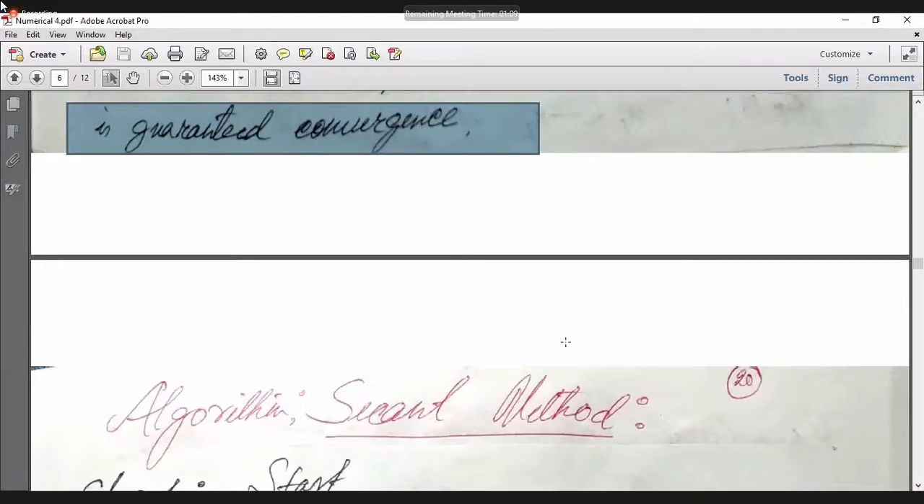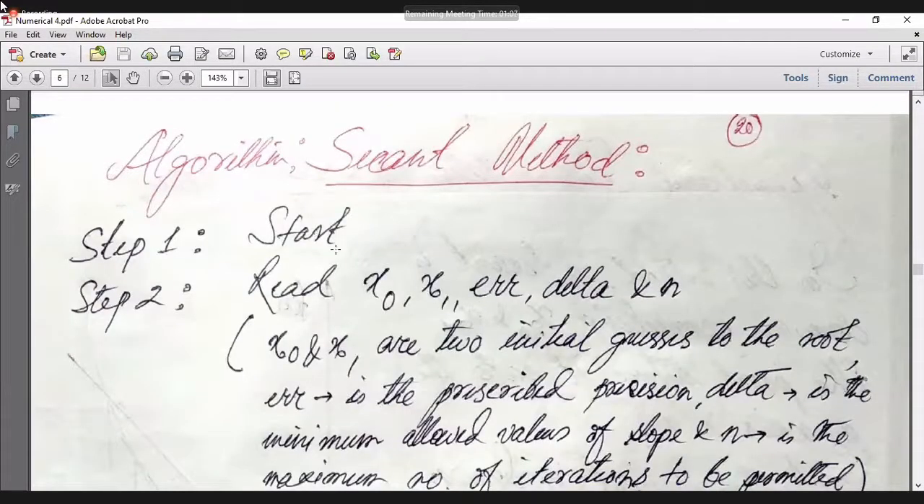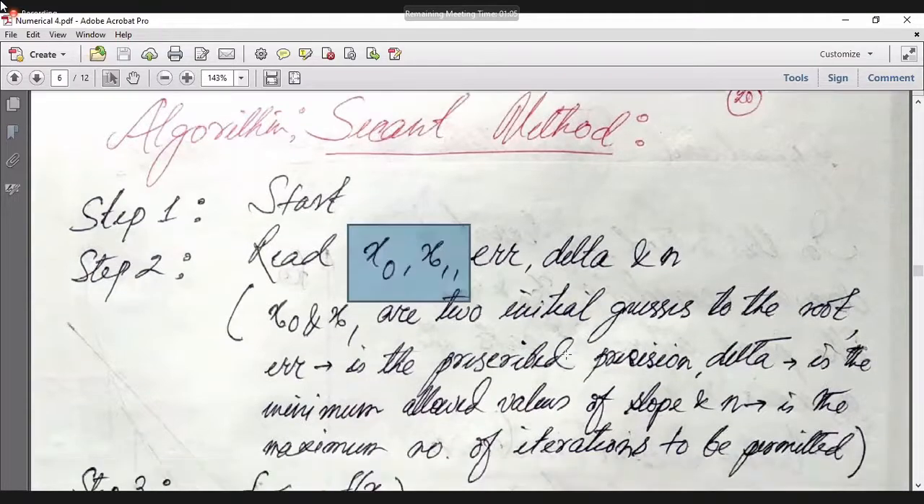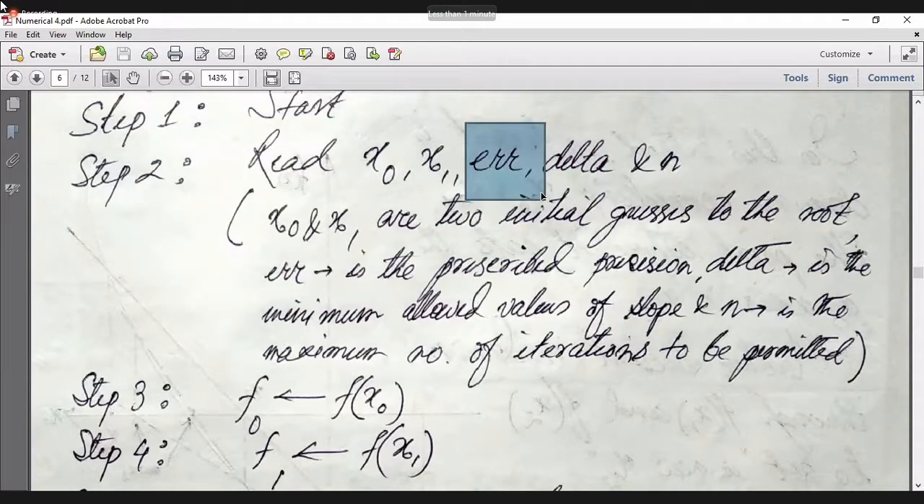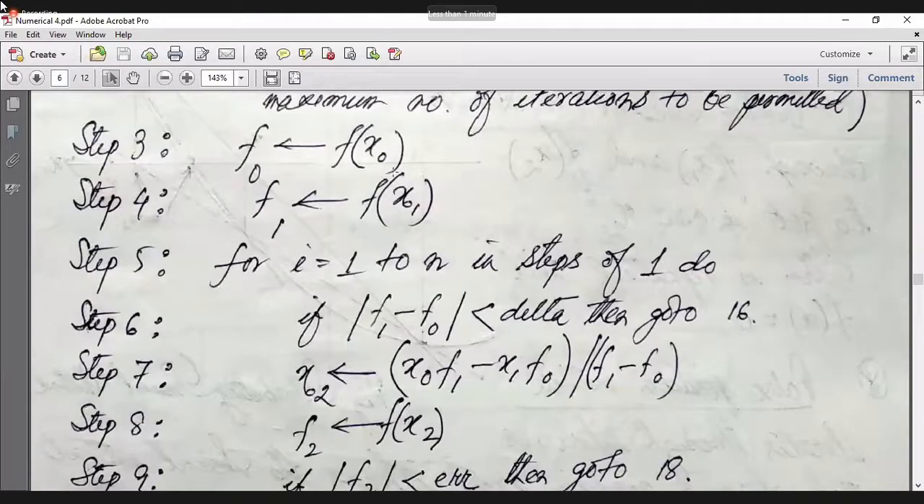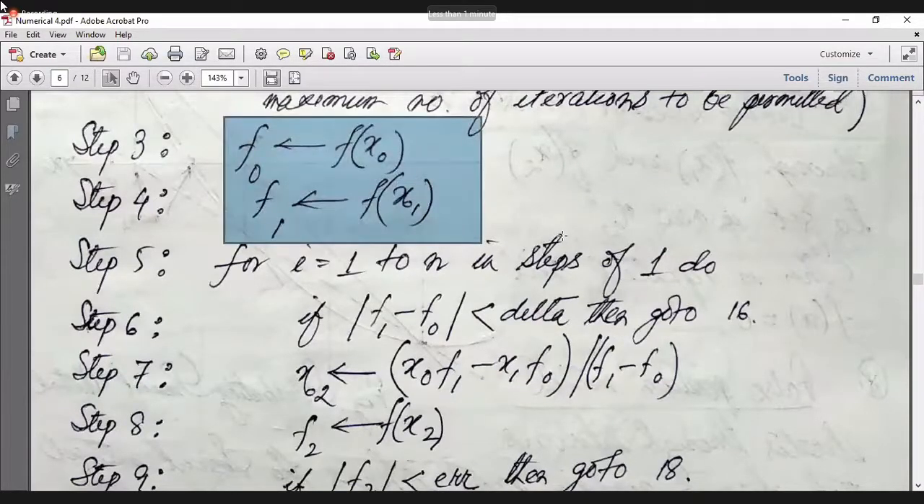Now let us see how to proceed for our calculation. In this case also we need two starting points. Then the error delta, which we normally use for small slopes. And n is for the number of iterations and ERR is our allowed error, let us say 0.0001, something like that. Now, using the two starting points x0 and x1, we calculate f of x0 and f of x1. Right?